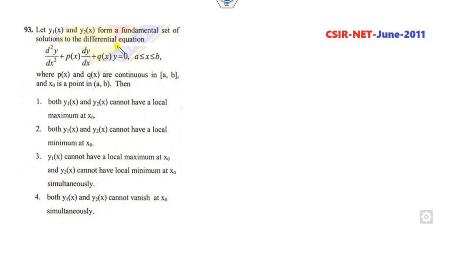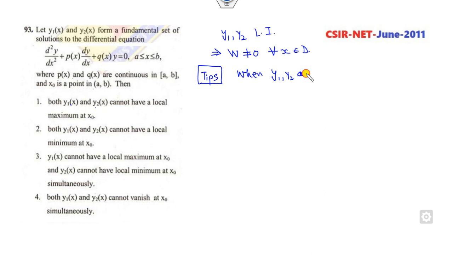Okay, so y1 and y2 are the fundamental solutions. So what is the meaning of that? Y1 and y2 are LI, such that both y1 and y2 cannot have a local maxima at the point x0. So remember, whenever there is LI, what is the meaning of that? Wronskian is non-zero for all the x in the domain. That's the meaning of this. So whenever you see this, here is a tip for you. When y1 and y2 are LI, this implies they never have a common point of maxima and minima. This is the simple tip for this case.